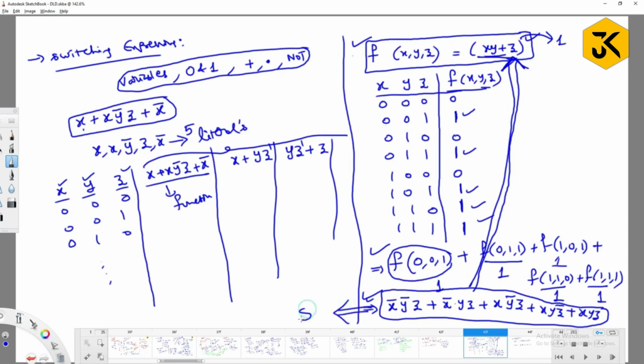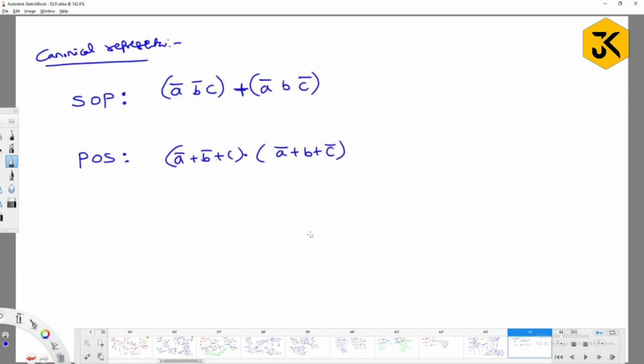It is sum of products, meaning that a function I can represent in one of the canonical forms is sum of products, or I can represent it in the form of product of sums. In sum of products, every term I can call a min term. These are the technical terminologies you have to remember. In product of sums, every term I can call a max term.